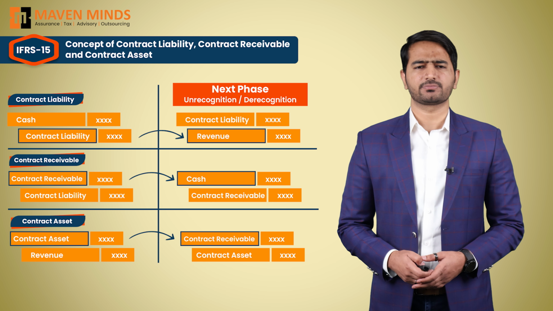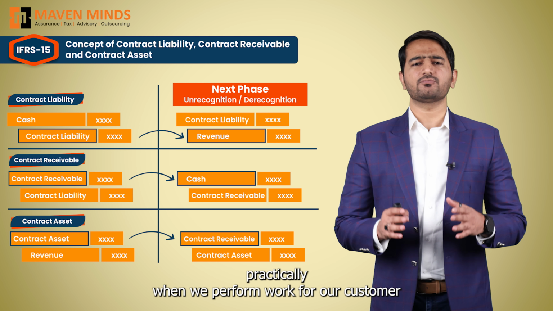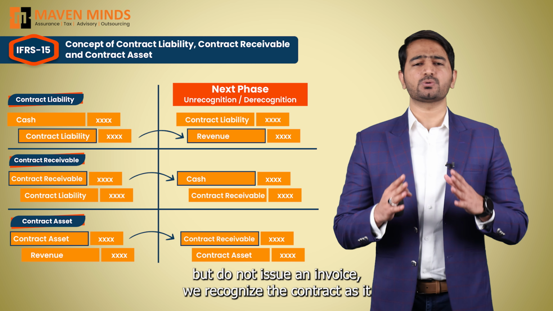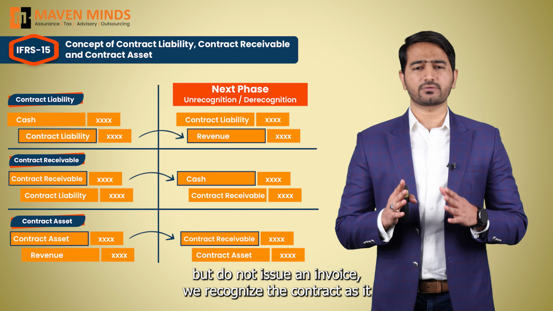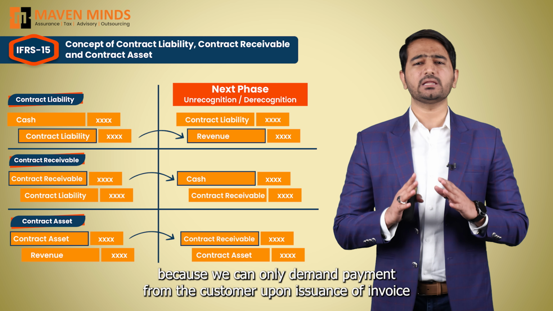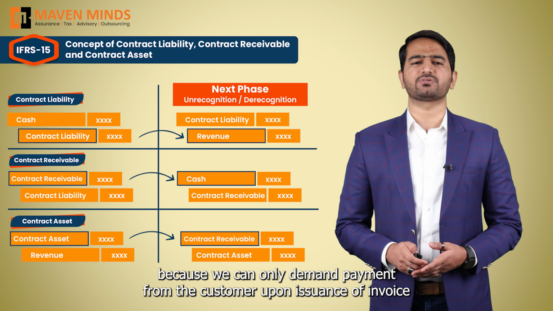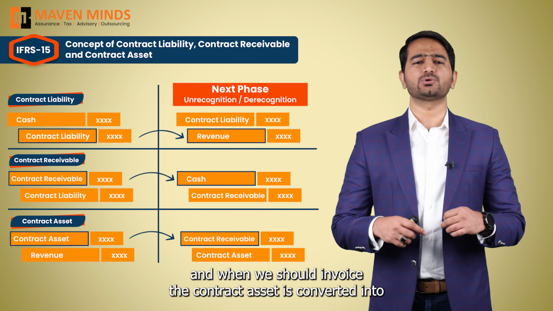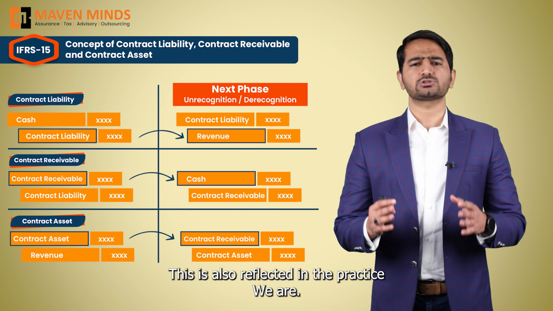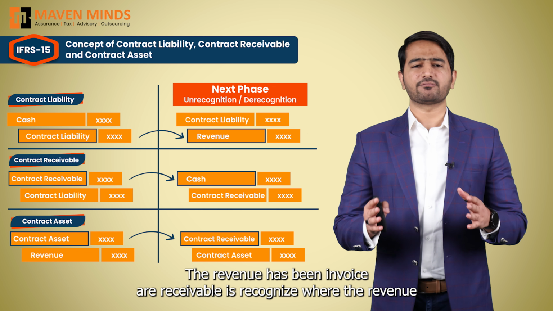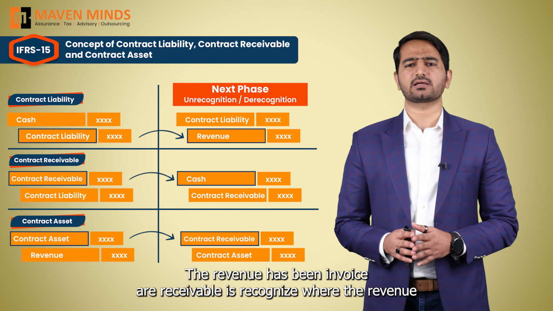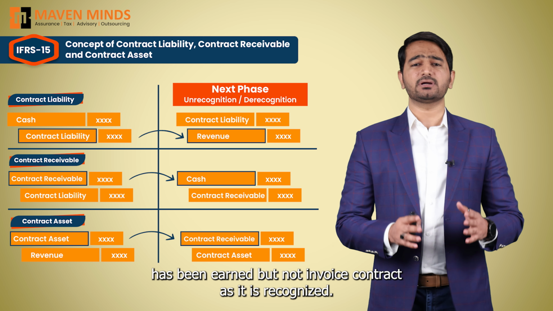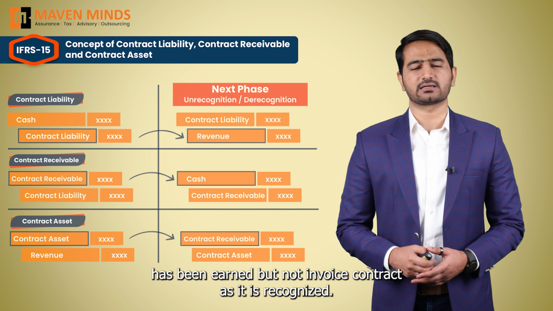Practically, when we perform work for our customer but do not issue an invoice, we recognize the contract asset because we can only demand payment from the customer upon issuance of invoice. And when we issue the invoice, the contract asset is converted into contract receivable. This is also reflected in the practice where the revenue has been invoiced, a receivable is recognized. Where the revenue has been earned but not invoiced, a contract asset is recognized.